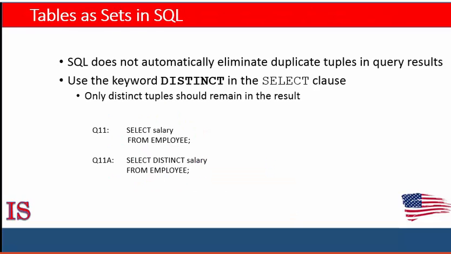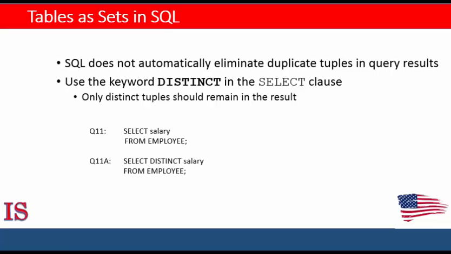As I mentioned in an earlier video, SQL treats a table not as a set, but rather as a multiset, meaning that duplicate tuples can appear more than once in a table and in the result of a query. An SQL table with a key is restricted from being a set, since the key value must be distinct in each tuple. If we do want to eliminate duplicate tuples from the result of an SQL query, we use the keyword distinct in the select clause, meaning that only distinct tuples should remain in the result.